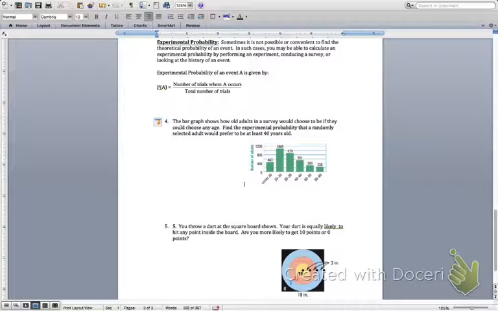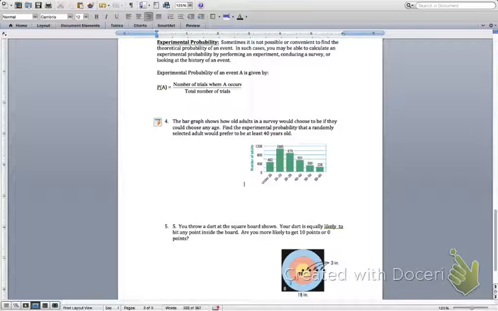Lesson 10.3, Experimental Probability, Examples 4 and 5. Experimental probability. Sometimes it is not possible or convenient to find the theoretical probability of an event. In such cases, you may be able to calculate an experimental probability by performing an experiment, conducting a survey, or looking at the history of an event.